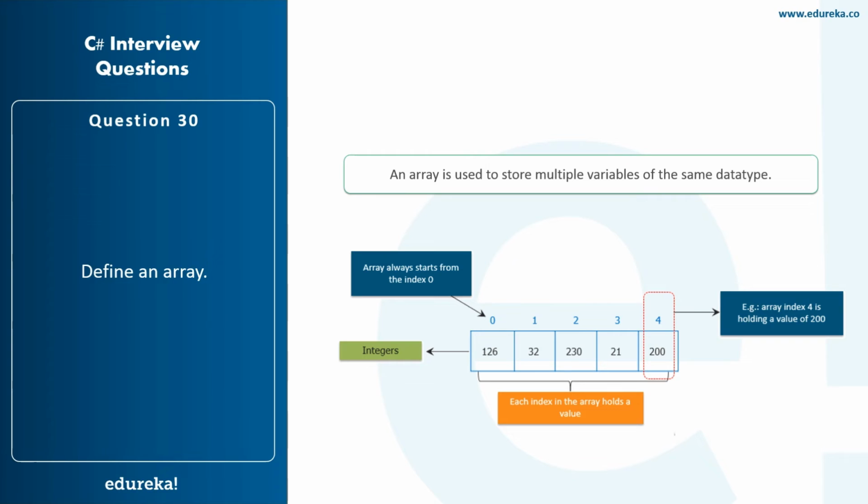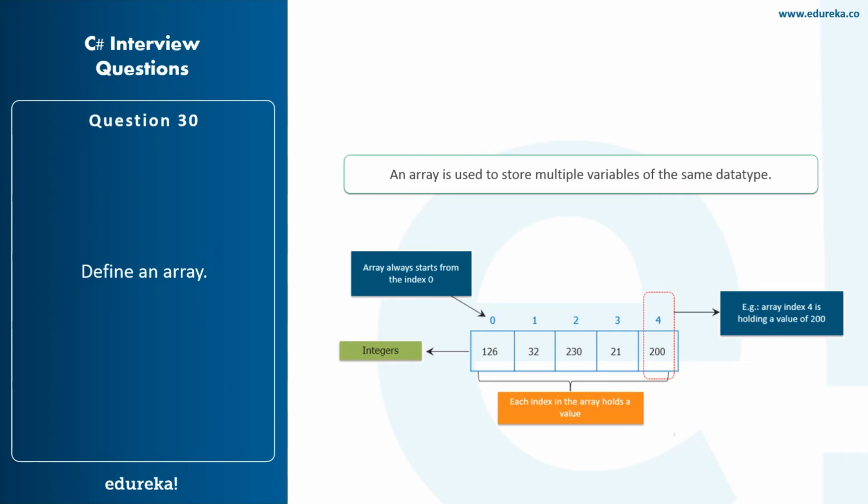So this is a small picture which I have given. Let's say these are the numbers. These are in contiguous memory locations. An array always starts from the index 0, and these are the integers given over here. Now each index in the array holds a value. For example, array index 4 is holding a value of 200.